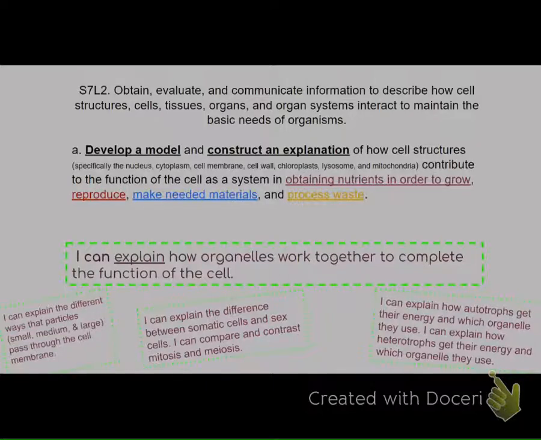Tomorrow we'll talk about mitosis and meiosis, and then the next day we'll talk about cell respiration and photosynthesis, how cells get their energy, where they get the energy from. So again, we're focusing on these things.